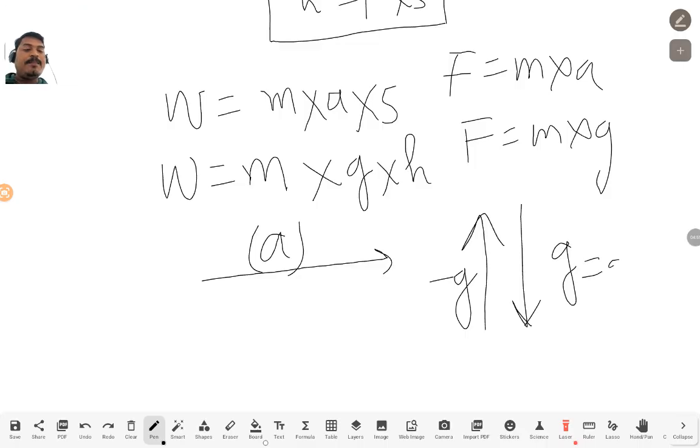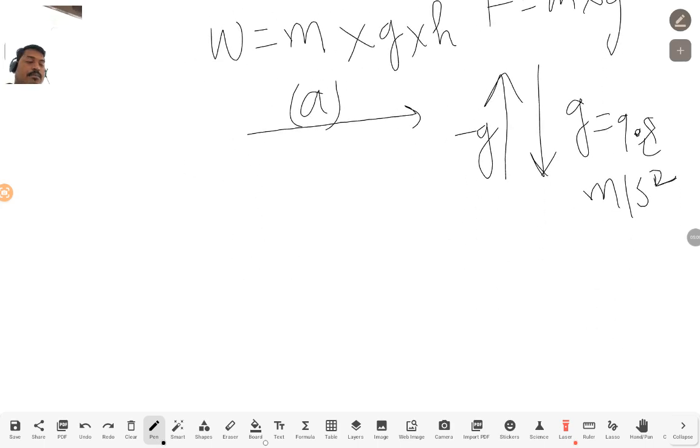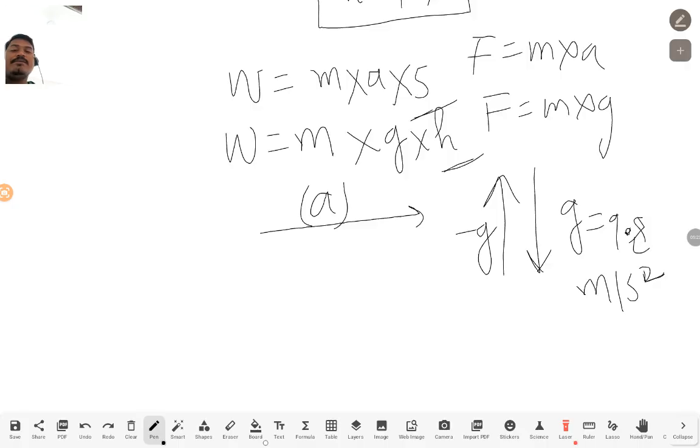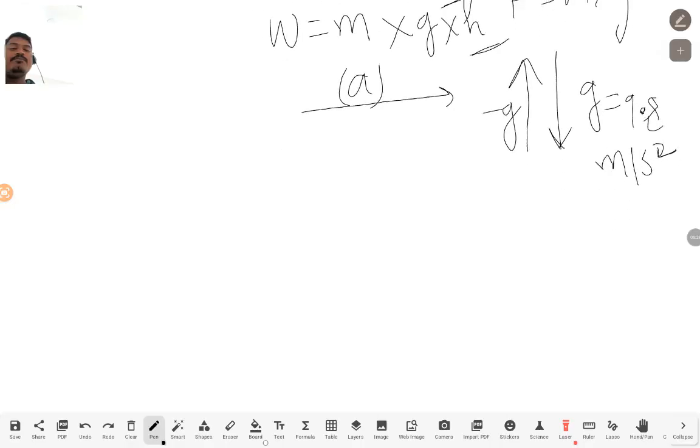And what is the value of G? It's 9.8 meters per second square. Clear? Now, height is also a displacement. That's why I'm writing H instead of S here. Clear? It becomes the second and third formula.